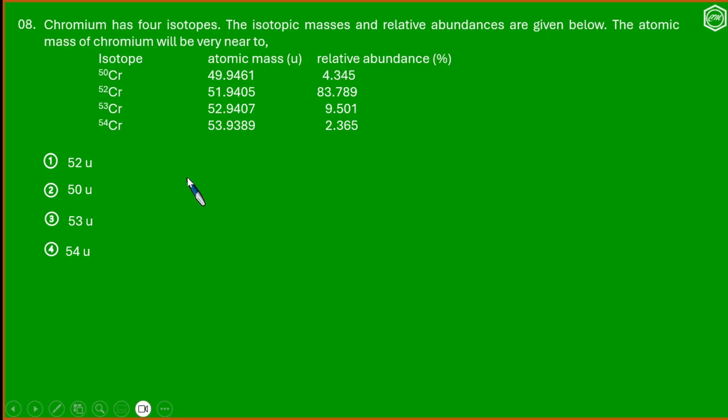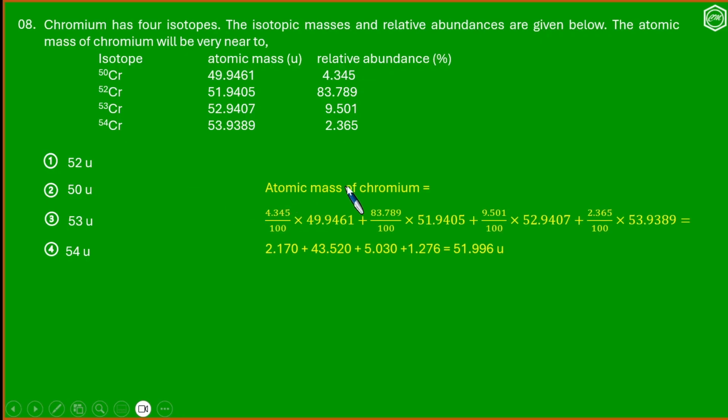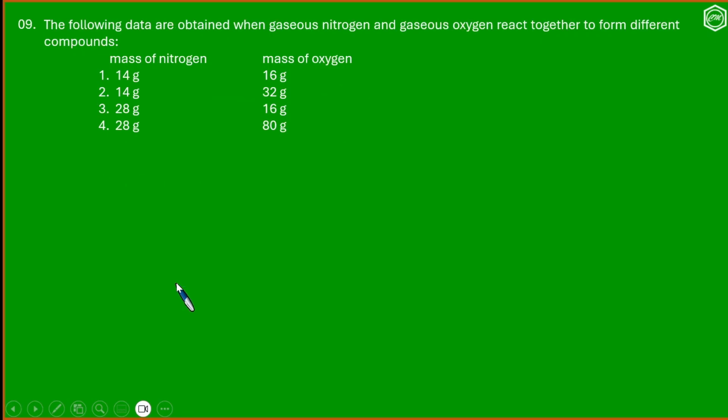Let us calculate it. So this is the way in which the atomic mass of chromium is calculated. That is, exact value will be 51.996 u. So our guess is correct. That is 52 u.